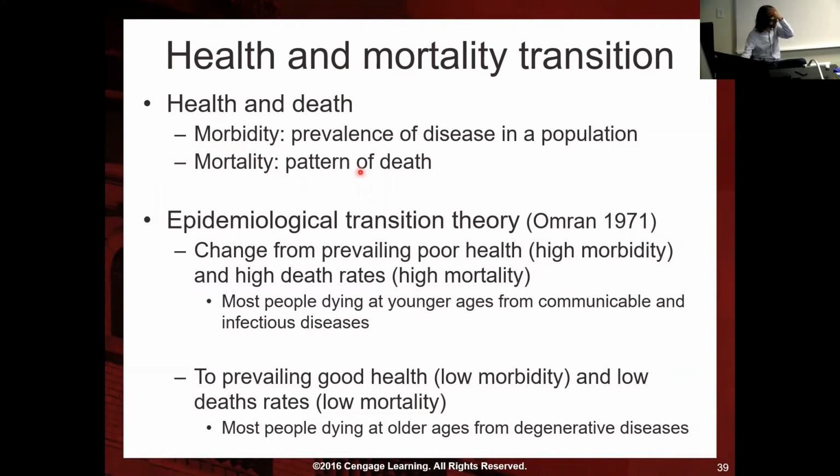And what's the pattern of death? Here it's actually the causes of people dying. Here it's the causes of diseases. And the causes of death are related more to mortality. What we see throughout societies, throughout history, is that the causes of diseases, the type of diseases, change over time. The most common diseases that a population experiences change over time, and also the causes of death. And to understand these changes, Omran came up with the epidemiological transition theory.